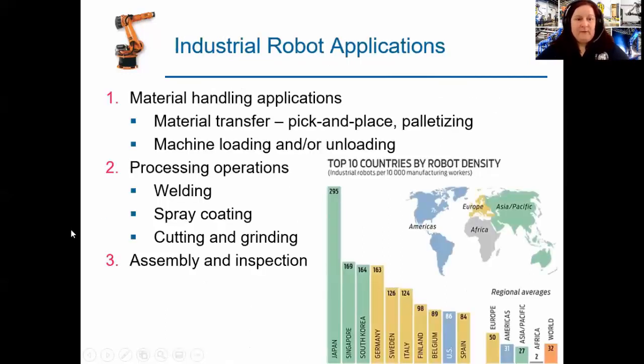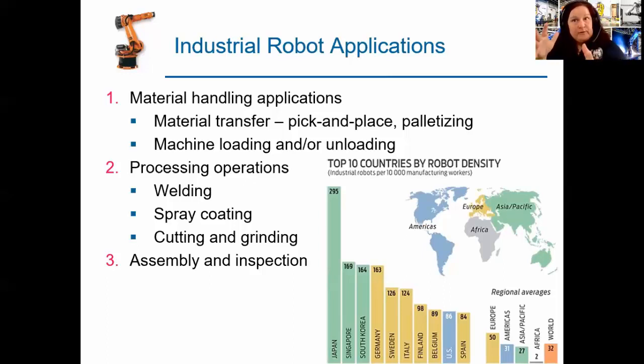So if we review some of the industrial robot applications, we have different things. They can be material transfer, pick and place, palletizing. They can be machine loading and unloading. Some of them can be processing operations. We can do welding, spraying, cutting, grinding, any kind of machining, and we can also use robots to do maybe 3D printing, to hold spray nozzles, and we are melting some kind of metal with them. We can also use them for assembly and inspection.